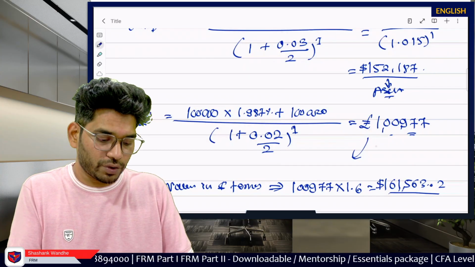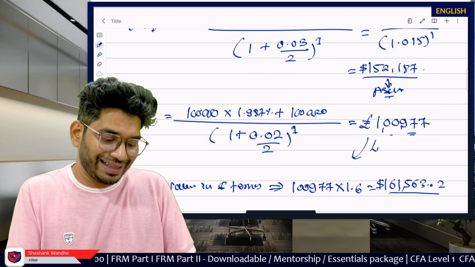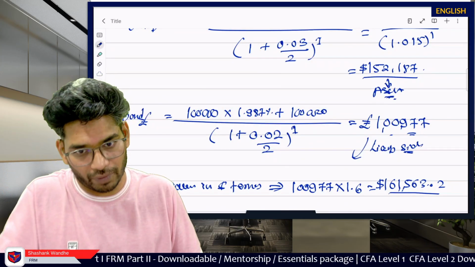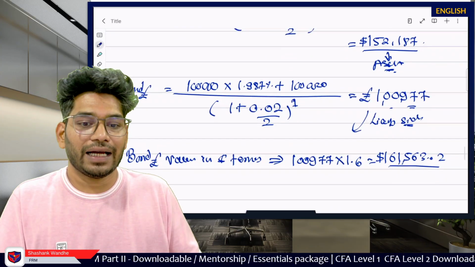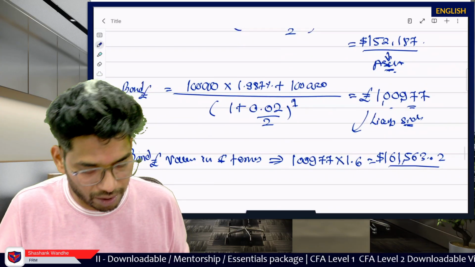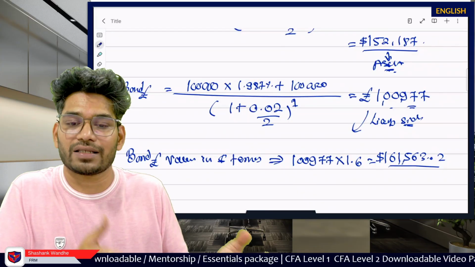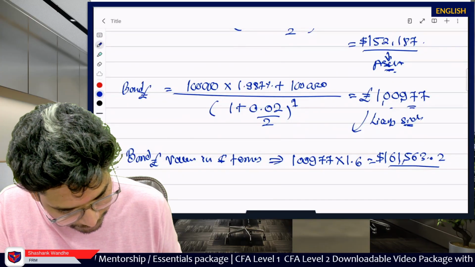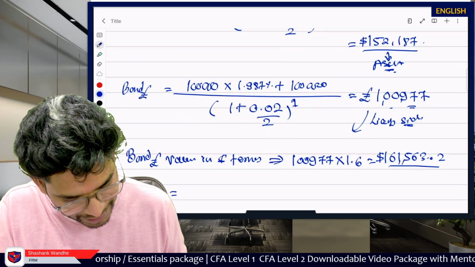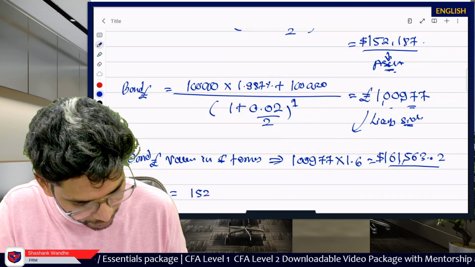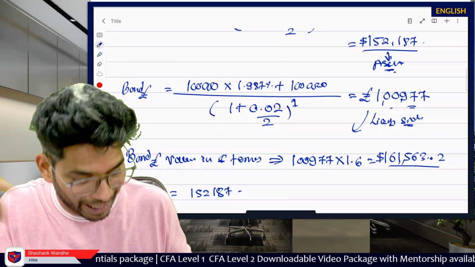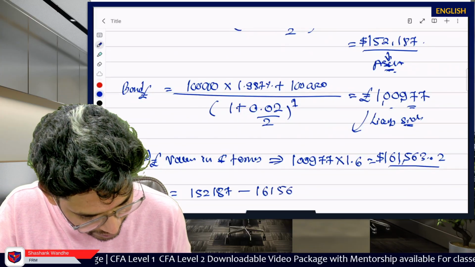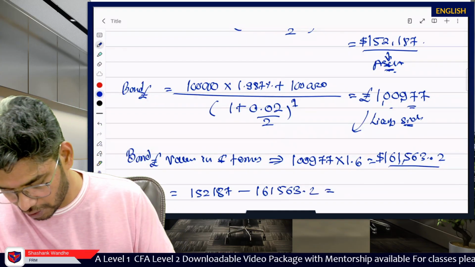Now remember, this is what you got in pounds. So this is your borrowing and this is your liability side. Okay, so this was your asset side. 1,50,000 is your asset side and 1,61,000 is your liability side. So simply asset minus liability is the value. So value here is equal to, what is your asset? Asset is 1,52,187 minus, what is your liability? 1,61,563.2, and then simply solve this.